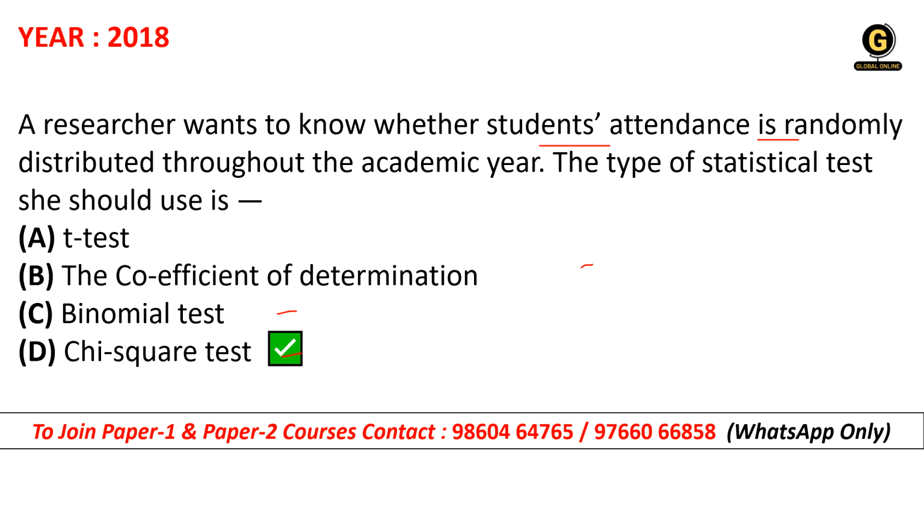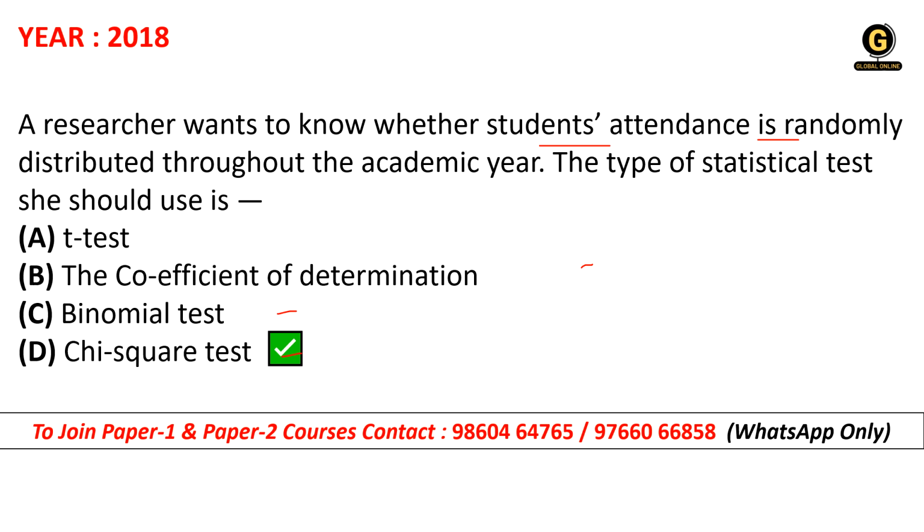Other tests like the t-test are used to compare the means of two groups, okay, not the distribution. Then secondly, the coefficient of determination is used in regression to show how much variance in one variable is explained by another, right, not for the frequency distribution. So that is why option B is also not correct. And option C, the binomial test, is used when there are only two possible outcomes, for example success and failure, right? So attendance data in the question usually has multiple categories like months, terms, so chi-square specifically fits better.